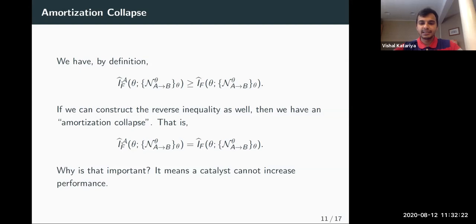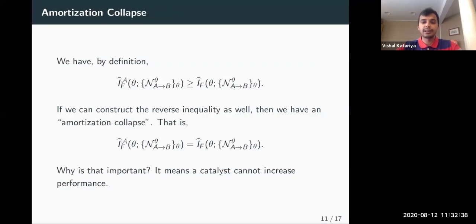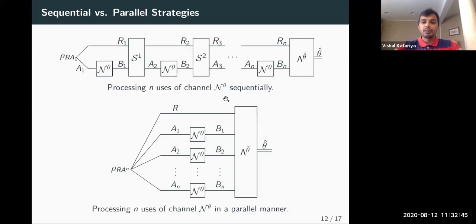It basically means that a catalyst cannot increase performance. No matter what theta dependence I include in this state, it doesn't help the protocol at all. So we don't even need to consider that. You can see why it might be impressive to prove, and it might simplify matters a great deal.